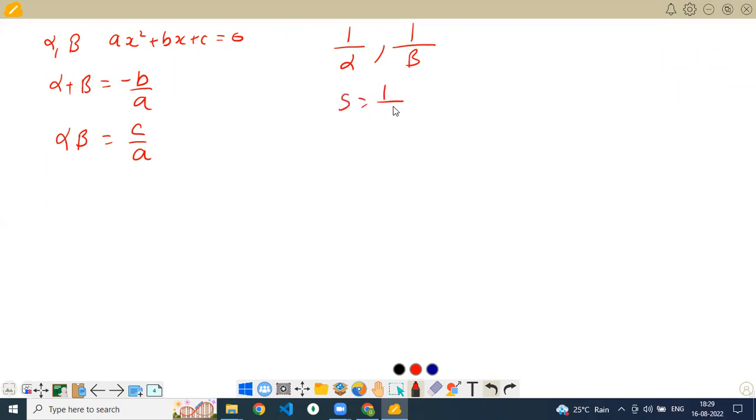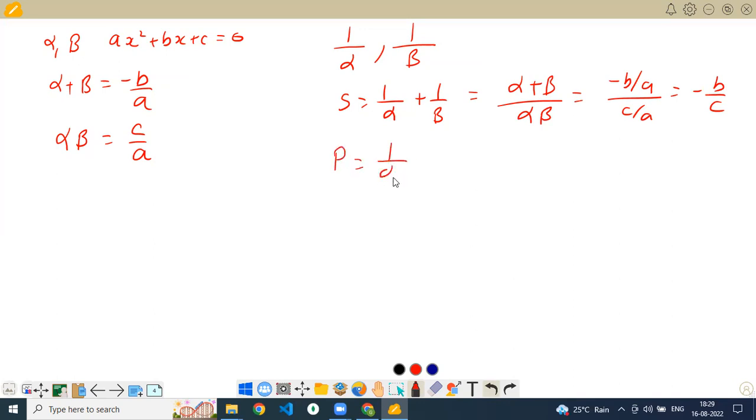Now, if these are the roots of the equation, then what is the sum of the roots? Sum is 1 upon alpha plus 1 upon beta, which is alpha plus beta divided by alpha beta, which will be minus b by a divided by c by a, which is minus b by c. And what is the product of the roots? Product of the roots is 1 upon alpha multiplied by 1 upon beta, which is 1 upon alpha beta, which is 1 upon c by a, which is a by c.